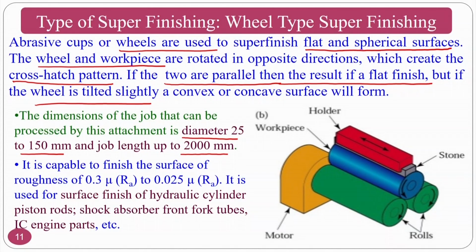It is capable of finishing the surface roughness of approximately 0.3 micrometers to 0.025 micrometers of centerline average value. This particular process will normally be used for super finishing of hydraulic cylinders, piston rods, shock absorbers, as well as IC engine parts. These are some of the components that can be finished using the wheel type of super finishing process.